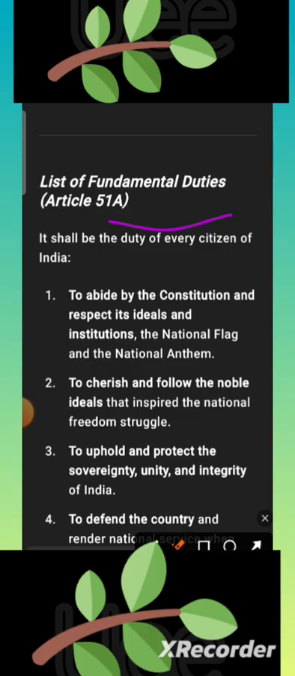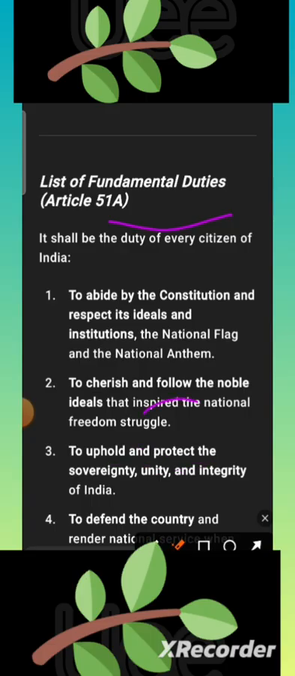Follow the ideals of the freedom struggle. To cherish and follow the noble ideals that inspired the national freedom struggle. Understand and live by the values of Mahatma Gandhi, Nehru, Bhagat Singh, and others. Nonviolence, truthfulness, unity in diversity. In education, history and value education promote these ideas.